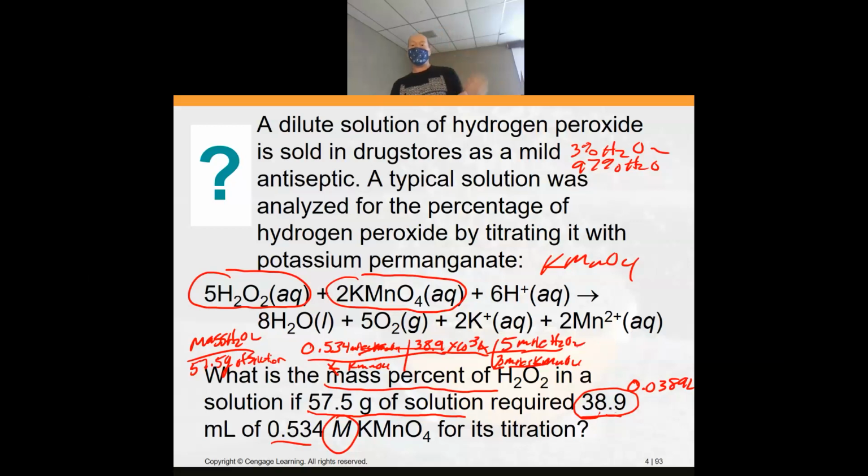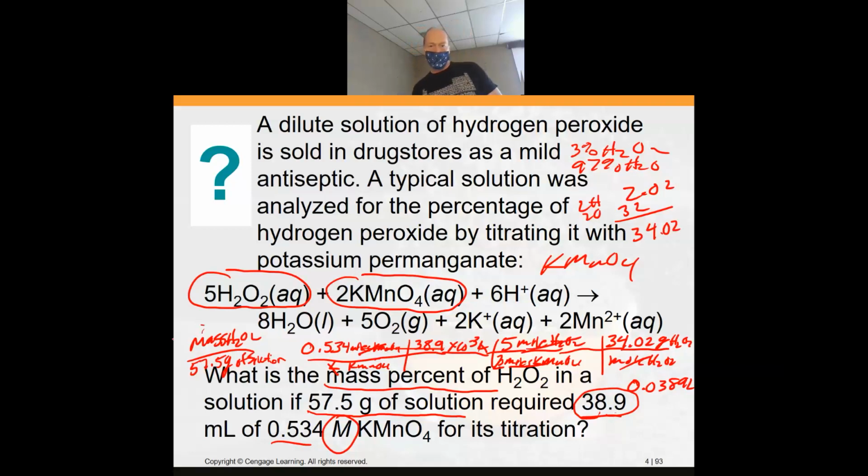All right, we need the mass of H2O2, and so simply get the molar mass. So we have 2.02, we have 32, this is 2 H's, this is 2 O's, and so the molar mass is 34.02. So now we put in 34.02 grams per mole of H2O2, cancel the moles of H2O2, and we have the mass of H2O2, which is what we need to put in our numerator.